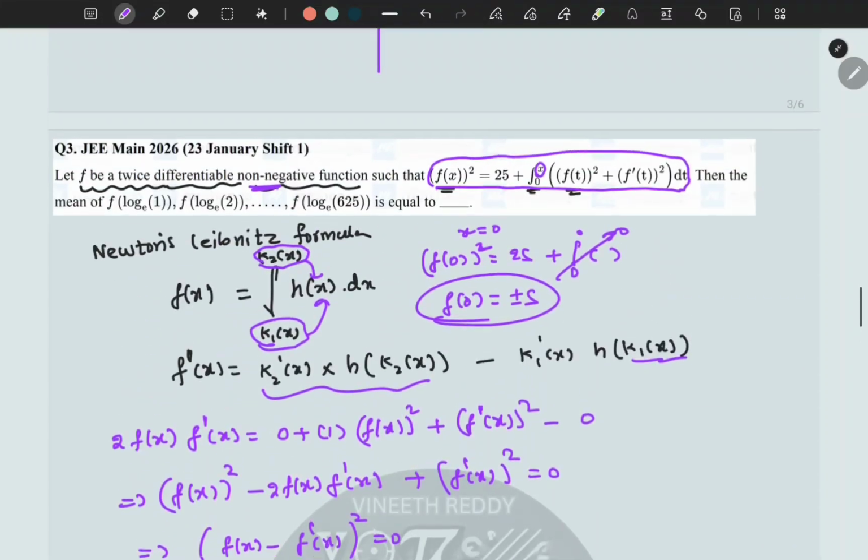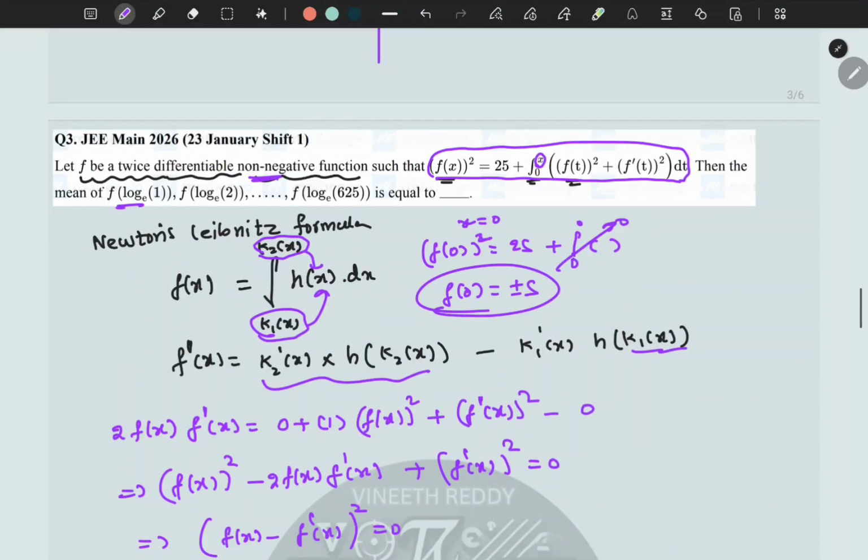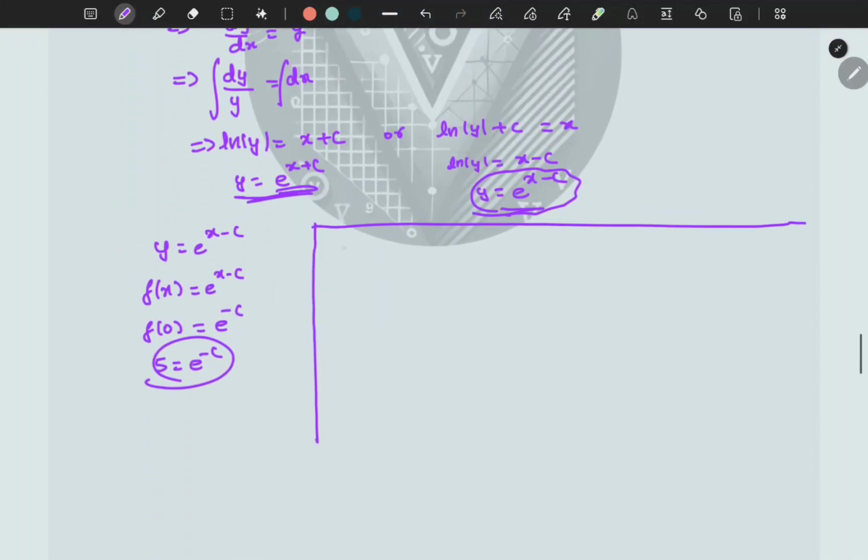So let us solve the question. He is asking us to find the mean of f of log 1 to the base c, f of log 2 to the base c, and so on. First let us find f of log 1 to the base c. What is f of x? f of x will be simply e power x into e power minus c. E power minus c is anyways 5. So it is simply 5 into e power x.